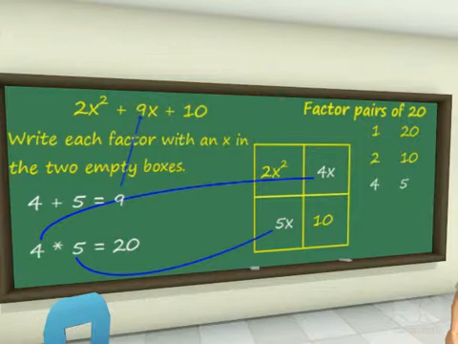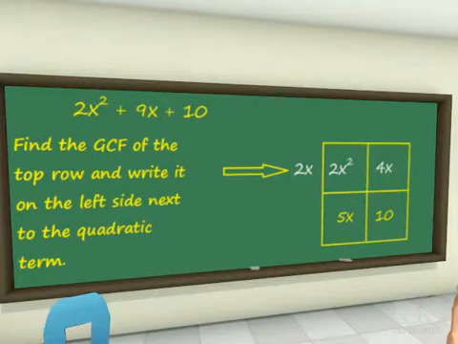Now we put those two factors in the other two squares, except we include an x with each factor since we are solving for the linear or middle term of the quadratic. It does not matter how you choose to put them. Either way works. Now we find the greatest common factor, the GCF, of the top row. In this case it is 2x.